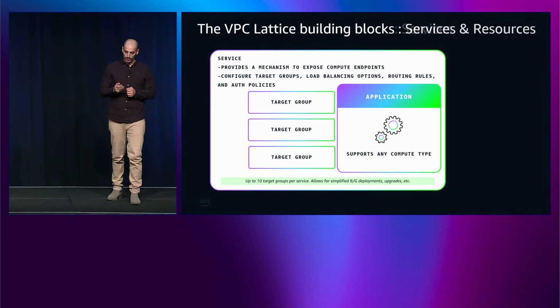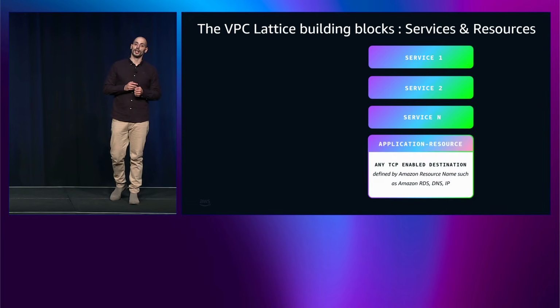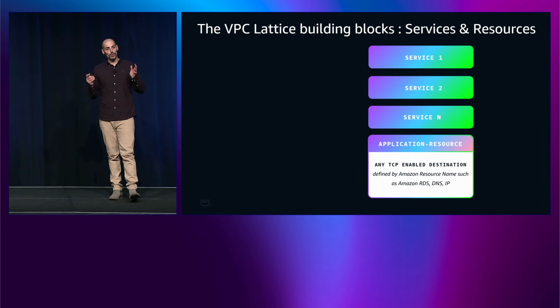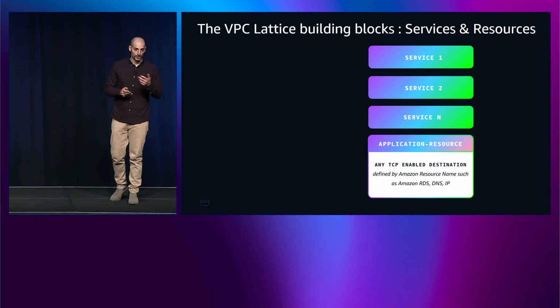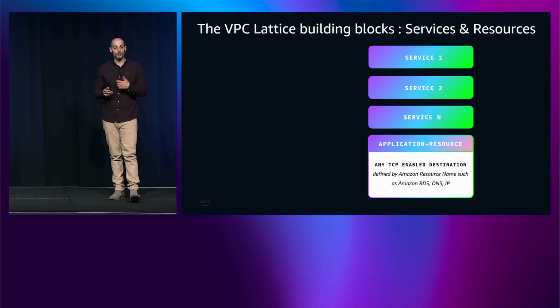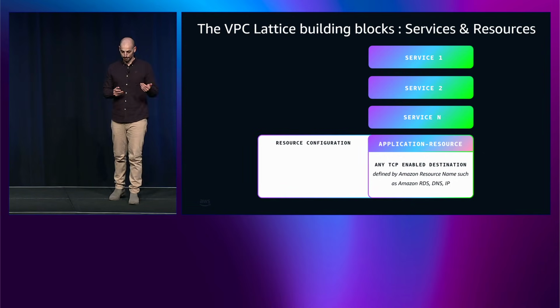The second one is the resources. So you might create one or many services, which I just described, and then you've got the second type, which is the application resource. Here, basically, is where you put all your TCP-enabled destinations. It could be an Amazon RDS, it could be a DNS name, or even an IP address. And to configure that application resource, you will attach what we call a resource configuration.